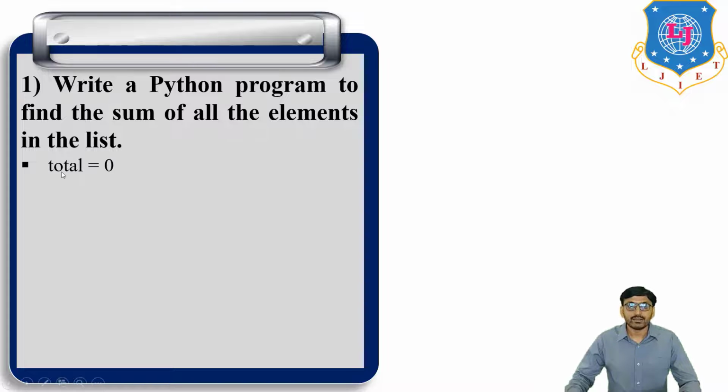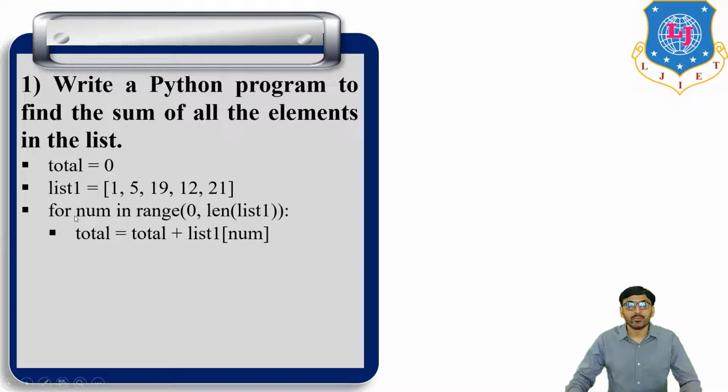Okay. First total is equal to 0. Then list1 is equal to 1, 5, 19, 12, 21. So list1 contains 5 elements. Then for number in range 0 to length of list1. We know that range is one type of function, and in range it is given from 0 to length of list1.